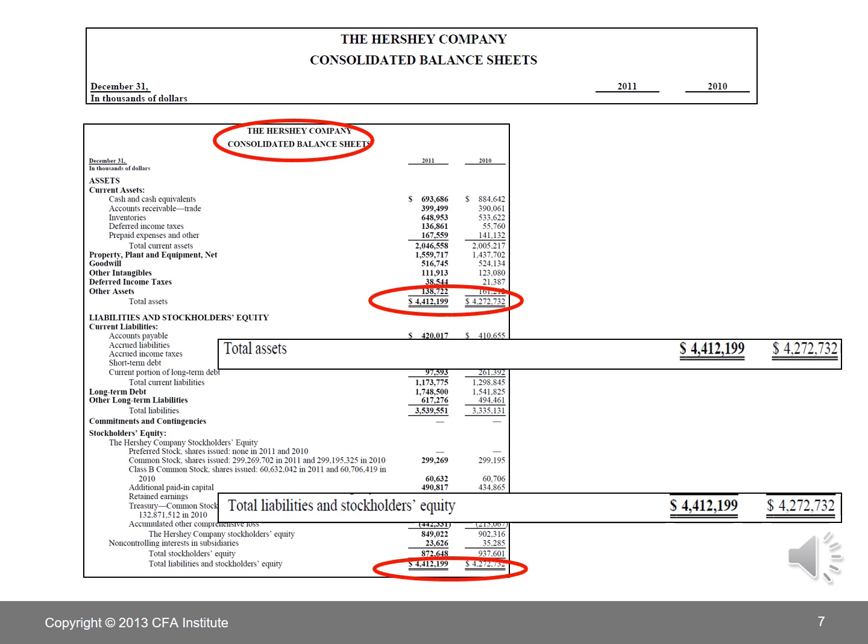You also need to note the currency denomination. You need to make sure that you are aware which currency is used for that balance sheet, because it is important to understand that. And finally, you need to notice the totals. You see the total assets exactly equals the total liabilities and stockholders' equity, based on the accounting equation that we know and use.